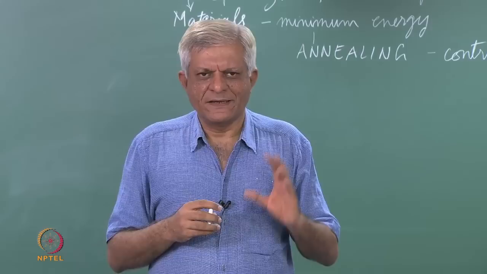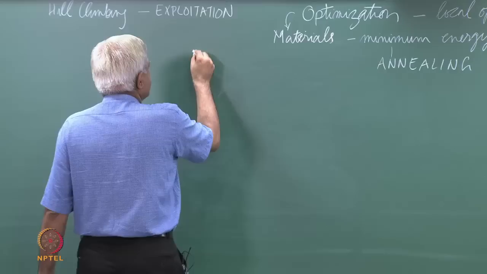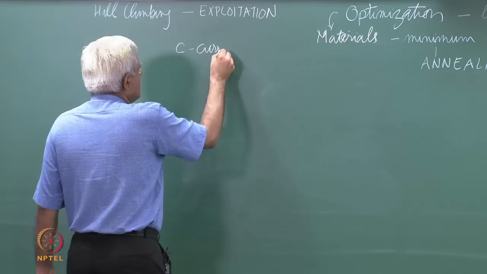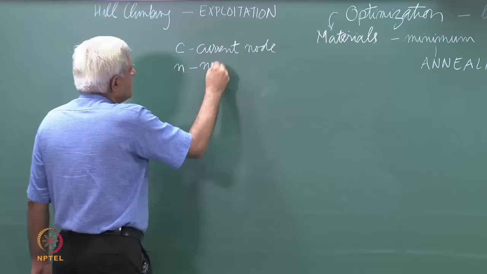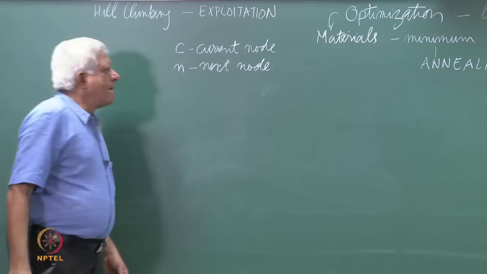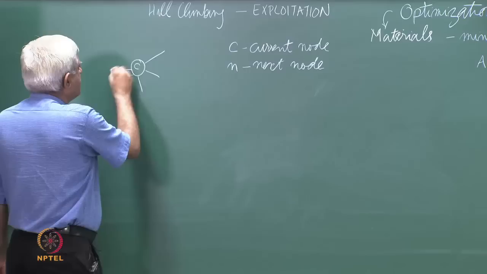So, we will use the notation C as current, as we did in the last class, current node, and N as the next node. In hill climbing, N is the best amongst the neighbors. In random walk, N is any random neighbor of C. So, this is C, and then there are many possible neighbors, and one of them is N.